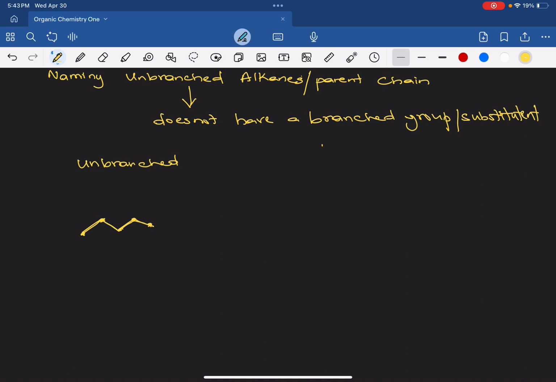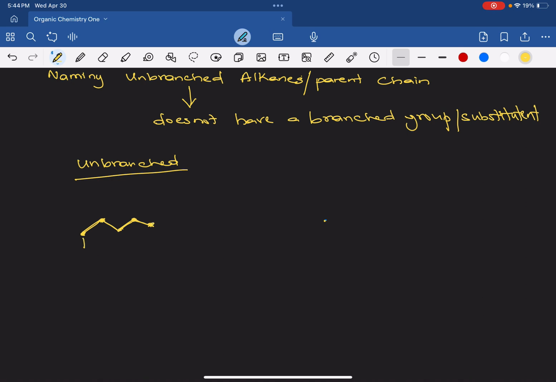There's no substituent here. A branched alkane, however, would look like this. This is the long chain of carbon here, and that's the branch, right? So remember, once you find your long chain, anything hanging off of it is the branch. So now that we've defined that, and we'll talk about naming branched next, but let's just focus on how we name our unbranched.